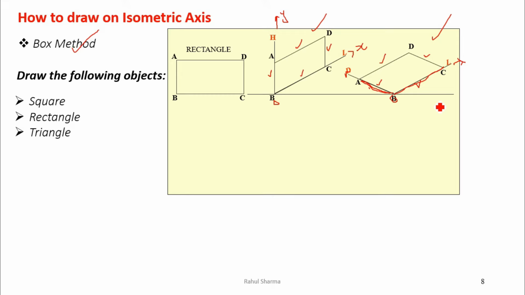I have made separate videos on all of these, how to make rectangle and a number of other objects. You can watch those for more clarity. Here I am just giving you the theoretical concept only.